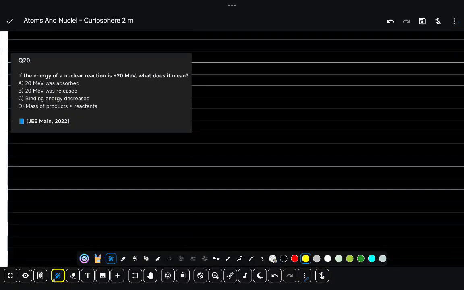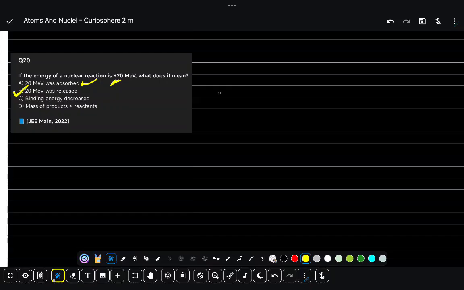If the energy of a nuclear reaction is plus 20 milli electron volt, what does it mean? Obviously, if there is a plus sign, it indicates that the energy is released. It's an exothermic reaction, right? It's a simple question, guys. Energy is absorbed is wrong. Binding energy decreases: since it's a nuclear reaction, you need to check binding energy. It is plus 20, so energy is released for sure.